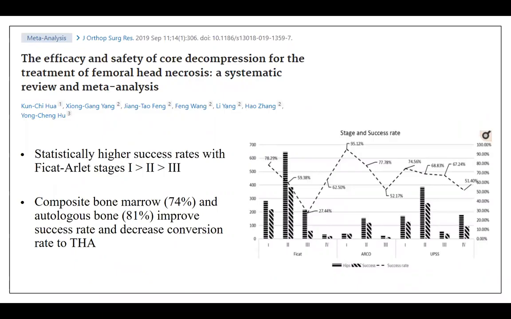The study looked at the efficacy and safety of core decompressions as a treatment option. Core decompressions are where the necrotic bone is removed pre-collapse and then it's supplemented with bone, either allograft or autograft from either the greater trochanter or other regions of the proximal femur. What this study found is that there was a statistically higher success rate in patients who were in the earlier stages of AVN. It also found that composite bone marrow and autologous bone helped to improve the success rate and decrease the conversion rate to THAs.